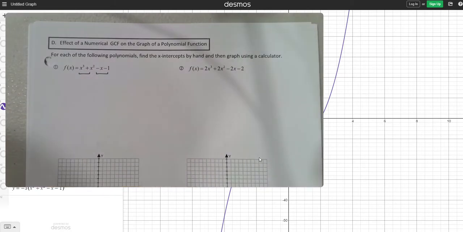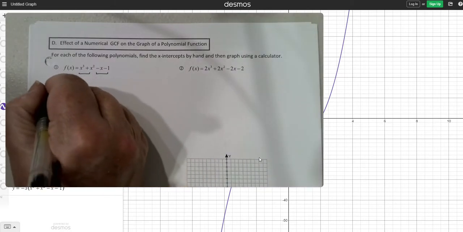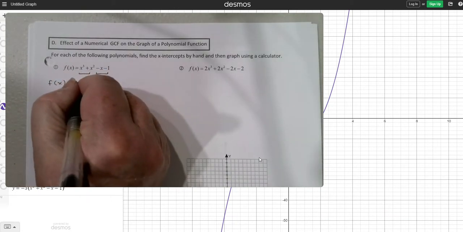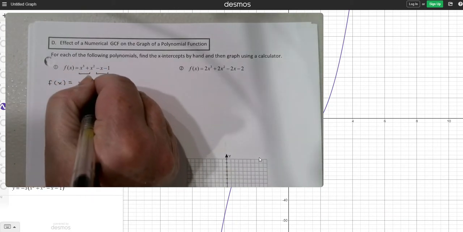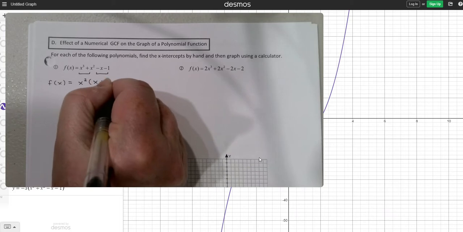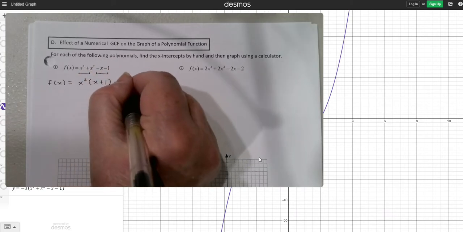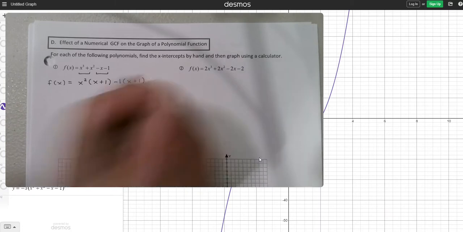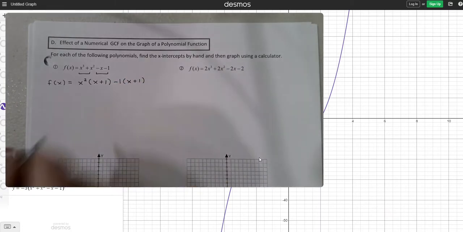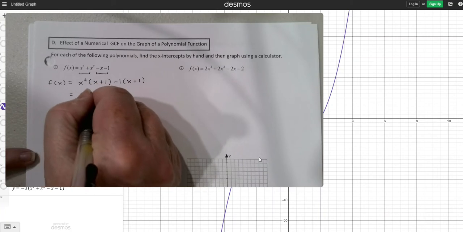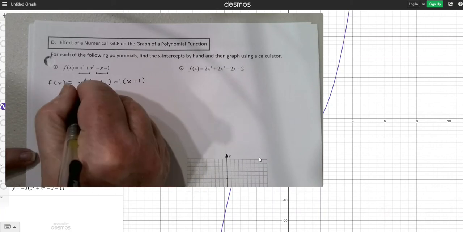Four terms, so I am using grouping. See, I can factor out an x squared, which makes that x plus 1. And then over here, I'm just going to factor out a negative 1, which also gives me x plus 1. So factor out that x plus 1, and that gives us x squared minus 1.